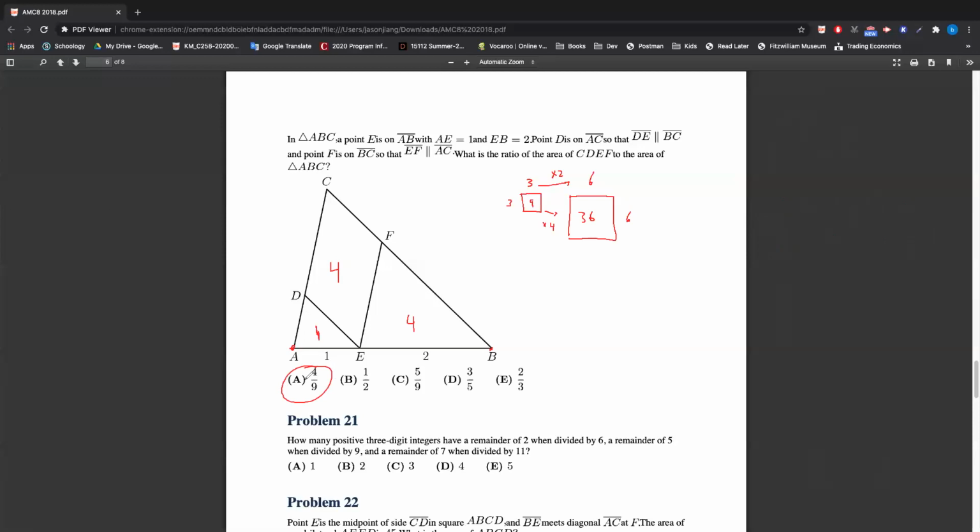Okay, any questions? My explanation of similar triangles is a bit wonky. I like using this anchor point to explain it, but if everyone's confused, let me know. Cool. Let's keep going.